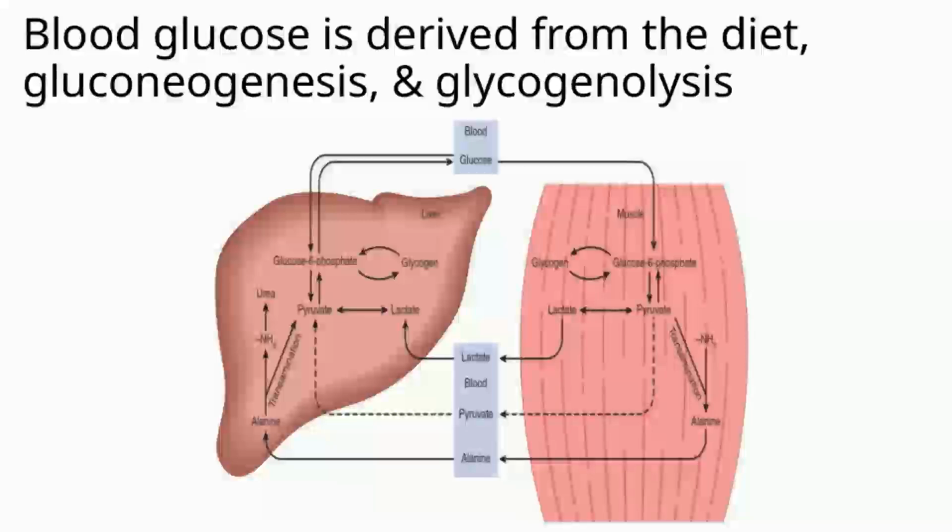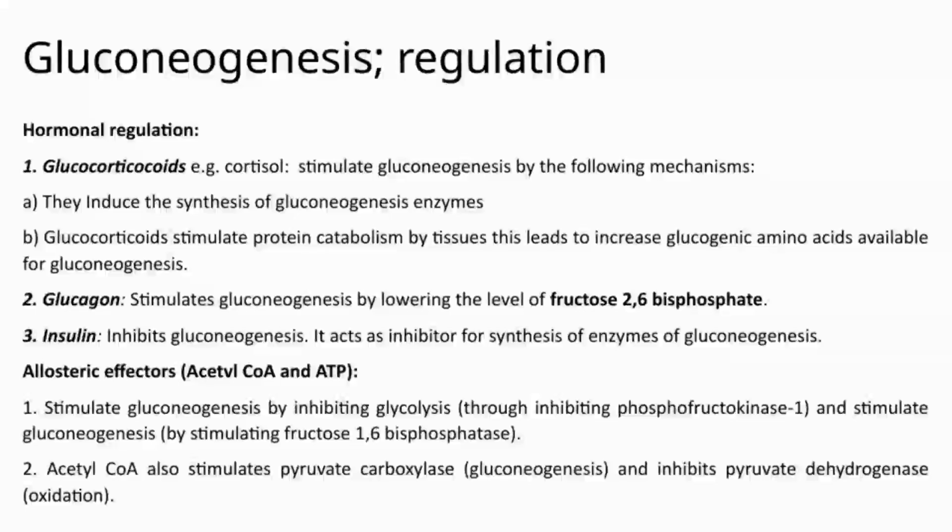Let's delve into the hormonal regulation of gluconeogenesis. First, we have glucocorticoids, such as cortisol. These hormones play a significant role by stimulating gluconeogenesis through a couple of key mechanisms. They promote the synthesis of enzymes necessary for this process, effectively turning up the production line. Additionally, glucocorticoids enhance protein breakdown in tissues, which increases the availability of glucogenic amino acids that can be used to generate glucose.